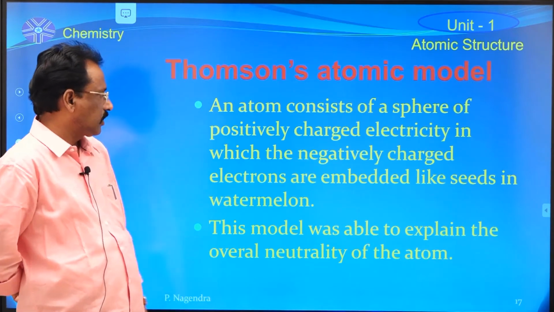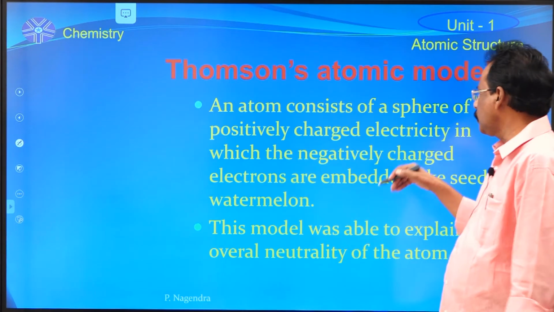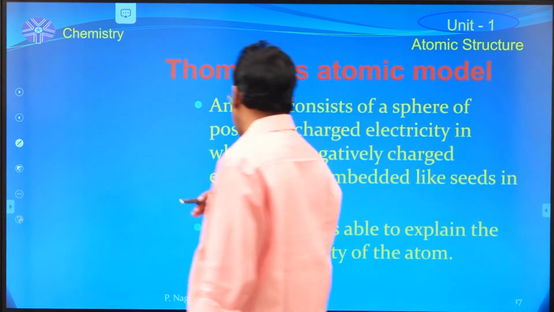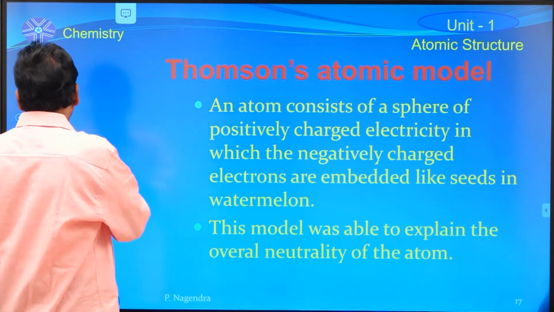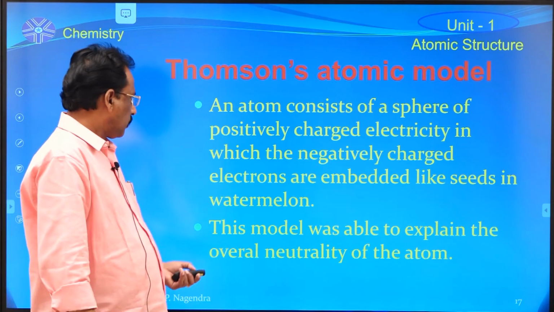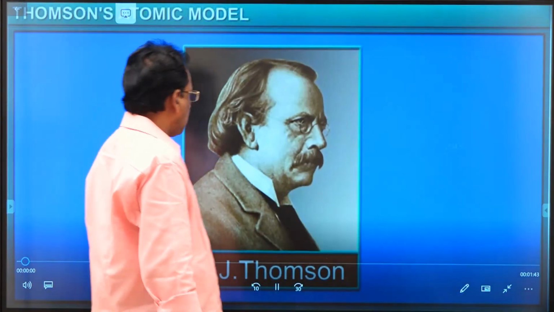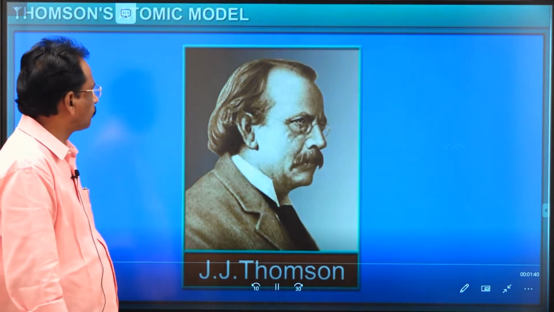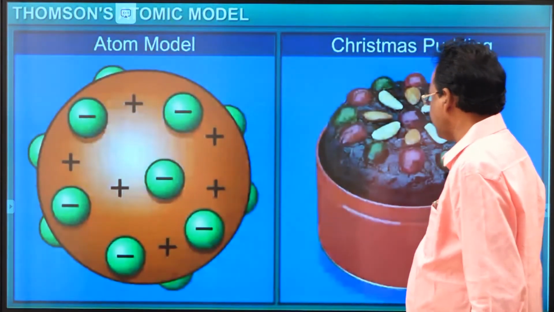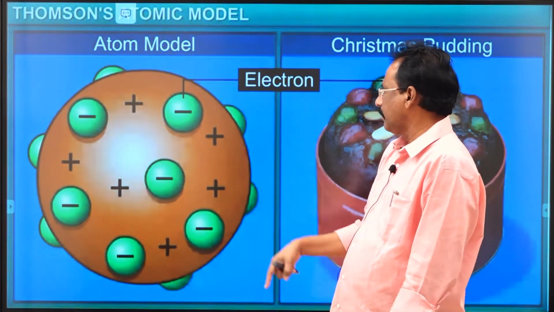That means according to this model, the atom consists of a sphere of positively charged electricity in which the negatively charged electrons are embedded like seeds in a watermelon. Now, this is the video for Thomson's atomic model. See here. According to J.J. Thomson, this is the representation of Thomson's atomic model.